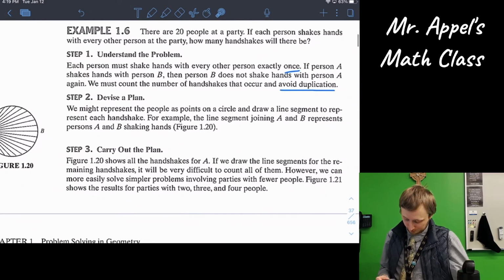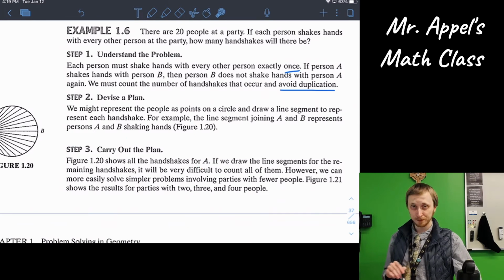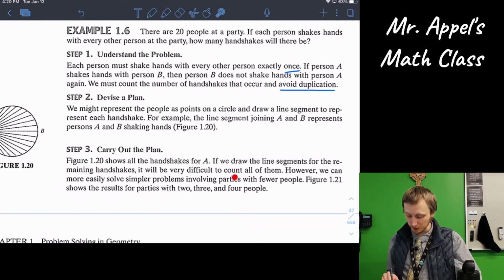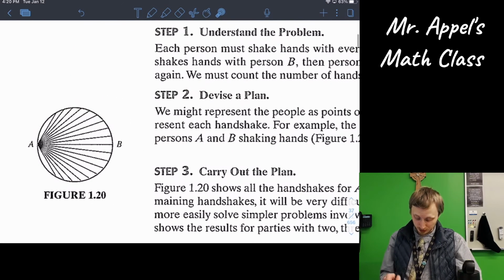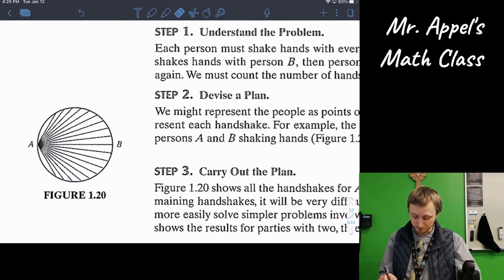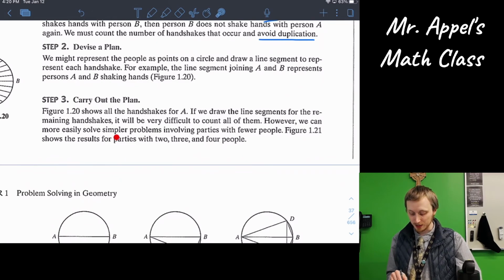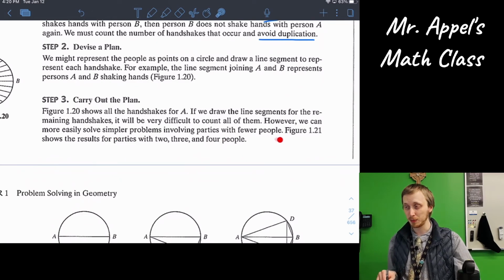All right. Well, that figure shows all the handshakes for A. If you draw the line segments for the remaining handshakes, it'll be very difficult to count all of them. Oh gosh, yes. So let's just imagine we've got to now connect this person shakes hands there and there and there. It's going to get very messy. Very difficult to count all of them. However, we can more easily solve simpler problems involving parties with fewer people. It didn't say we have to start at 20.